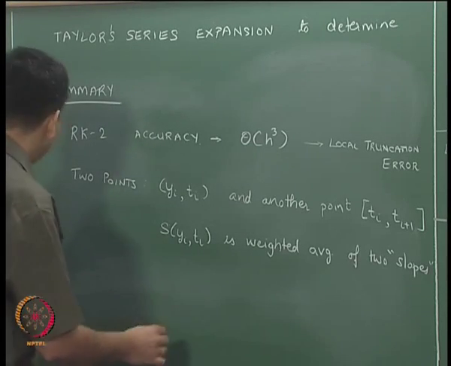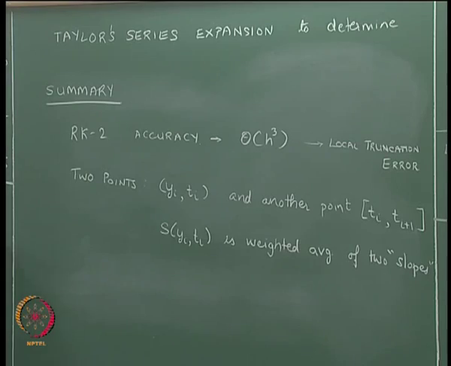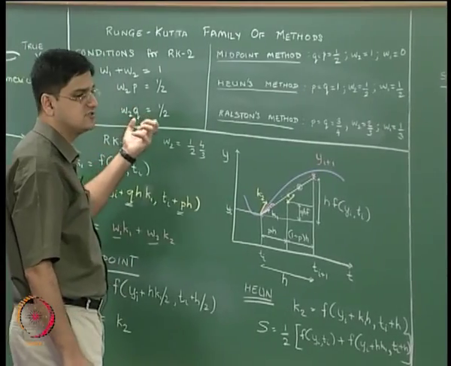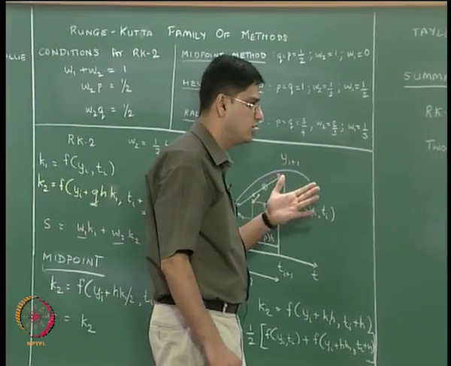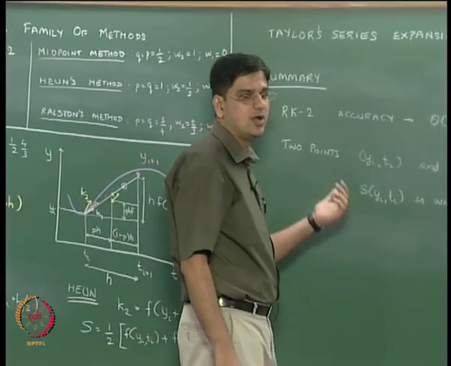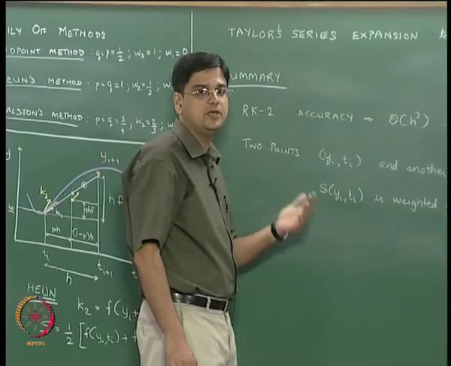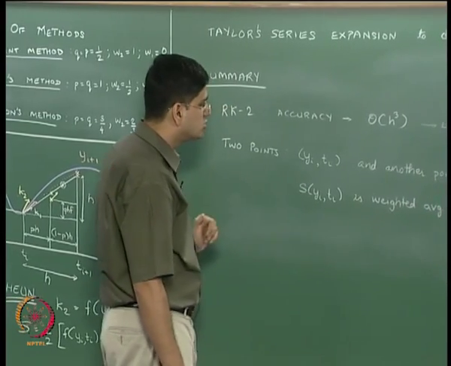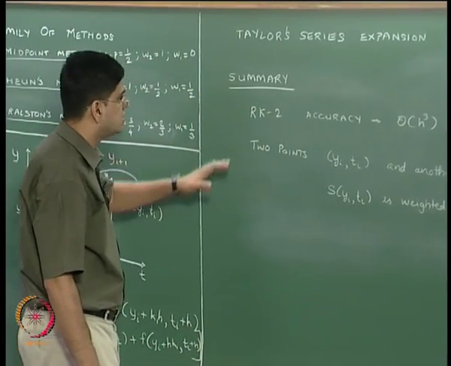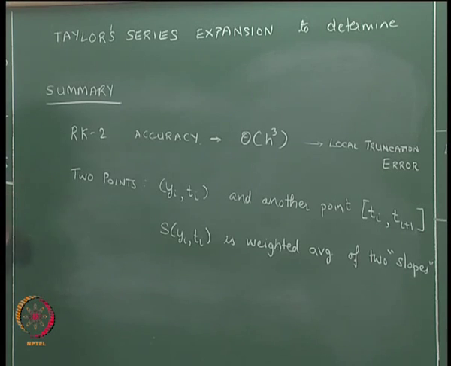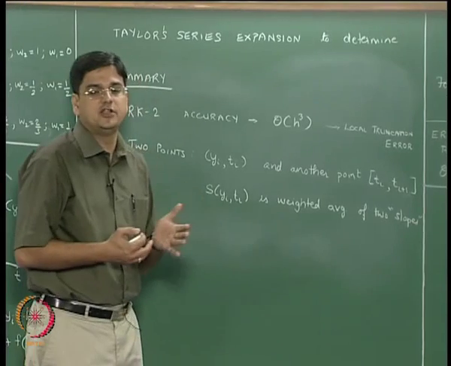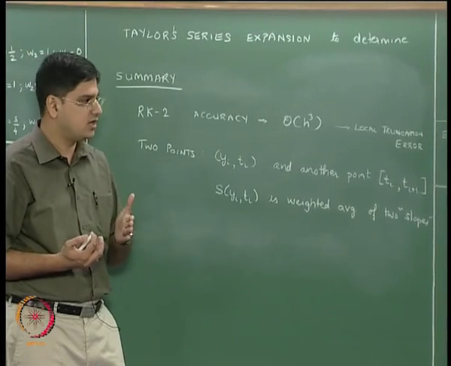And the three expressions that the RK2 conditions are going to satisfy are W1 plus W2 equal to 1, W2 multiplied by P equal to half, and P equal to Q. So, those are the things that the RK2 method is going to satisfy. So, that finishes today's lecture.